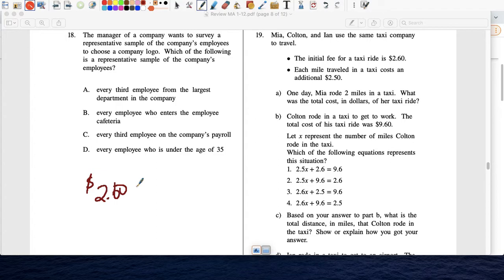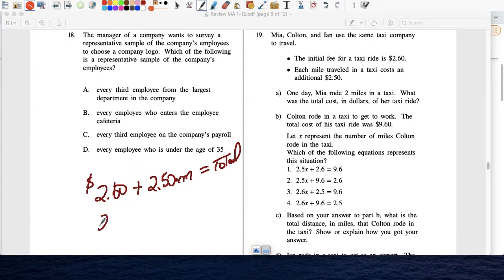Just a little help for the guy, to make sure he earns a little bit of guaranteed money every time there's a customer in the taxi. And then, for each mile traveled, he gets an additional $2.50. So plus $2.50 per mile times the number of miles. That would be your total. That's how you calculate how much you have to pay at the end of your ride. So one day Mia rode 2 miles in a taxi. What was the total cost?